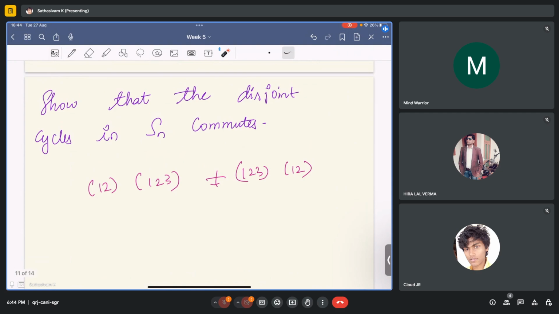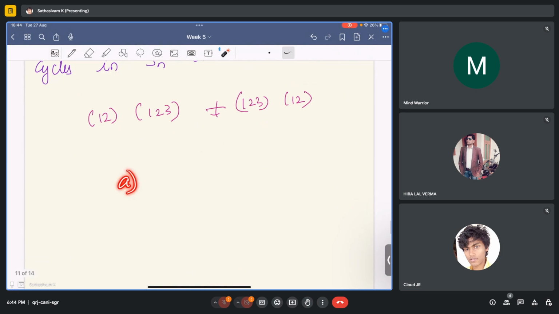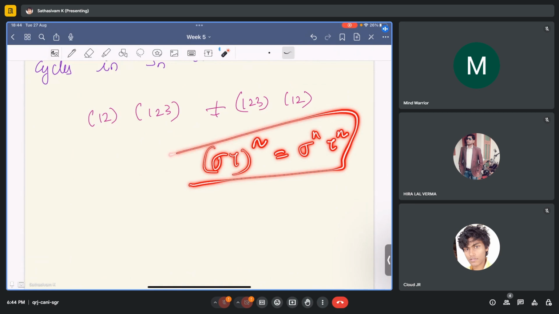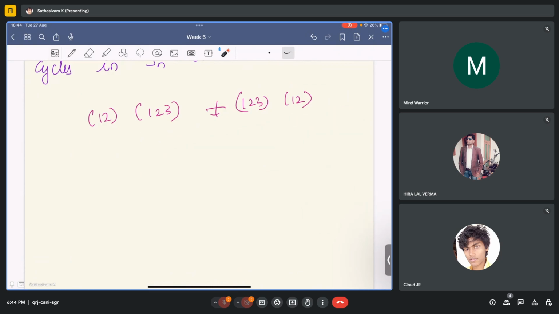See, why we care about commuting is, if it is commuting, our life will become easier. For example, if I want to compute a power n, and let's say I have two cycles A and B, or maybe sigma and tau. Suppose sigma and tau commute, and you want to take sigma tau power n, it is the same as sigma power n tau power n, right? If it does not commute, you cannot do it. This is true if sigma tau commutes. So it would be helpful for us to know when sigma and tau commute.